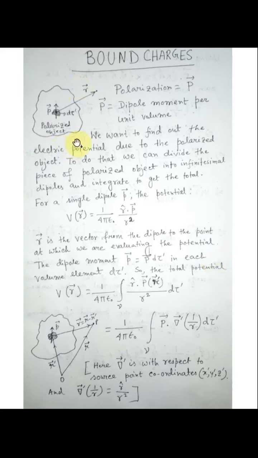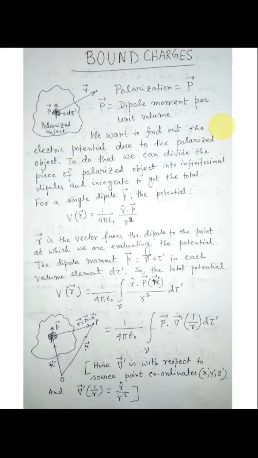Now suppose this is a piece of polarized object, means it is a dielectric medium and it is placed in an electric field, and we are getting a dipole moment or polarization inside the dielectric medium. So this is a polarized dielectric object. Now suppose the polarization is this capital P vector, and by definition, the polarization vector is the dipole moment per unit volume.